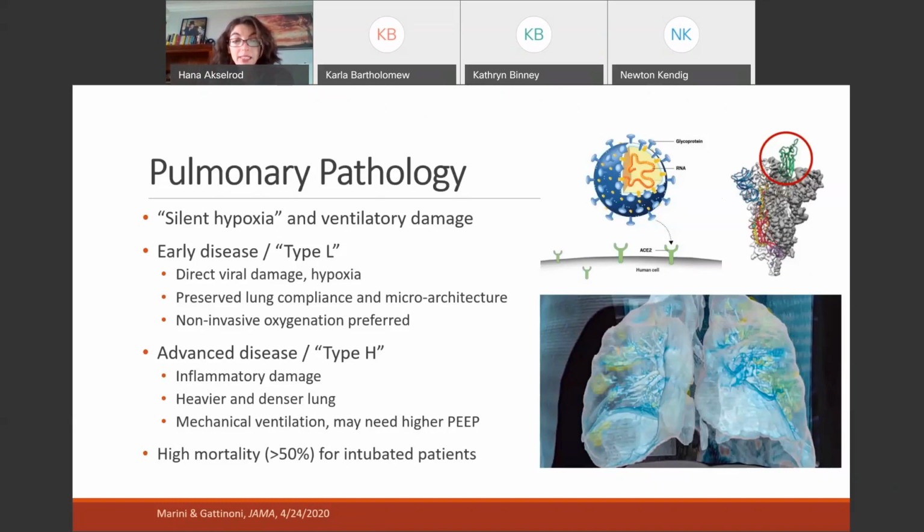In more advanced disease, there is more inflammatory damage. The lung gets heavier, denser, more of a classic ARDS picture. But these patients require mechanical ventilation with increasing levels of positive end expiratory pressure support. Intubated patients continue to have extremely high mortality from COVID-19. There has been a shift in management in which we try to avoid intubating patients early and give them a chance to recruit more lung and recover with other maneuvers.